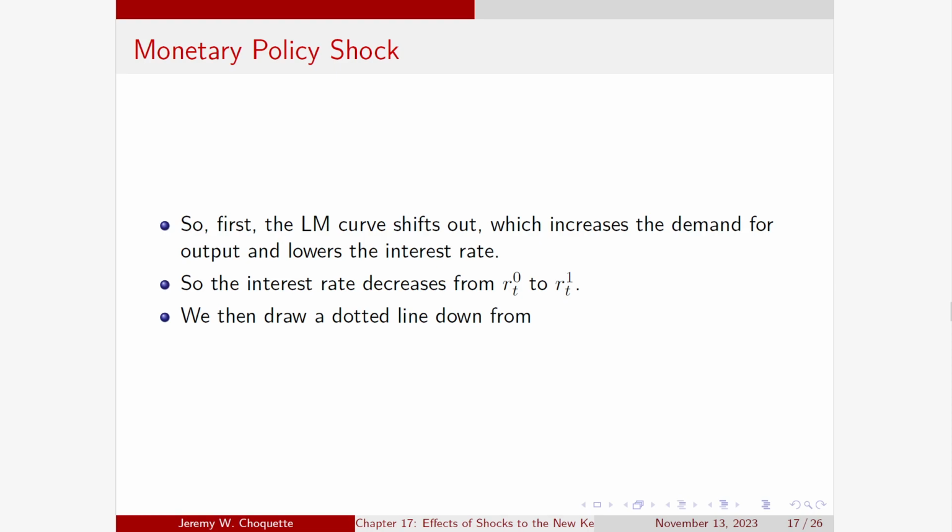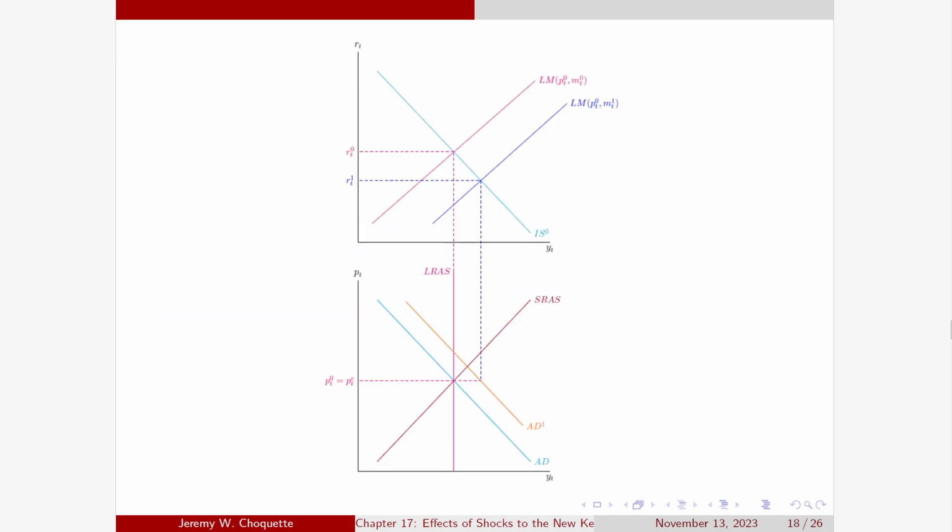So with an increase in the money supply, LM shifts out along that downward sloping IS curve. It's going to increase the demand for output, and it's going to lower the interest rate. The interest rate is going to fall from the initial interest rate, R0, down to R1. Then we're just going to draw a dotted line down, similar to how we did in the IS shock. So instead of the IS curve moving this time, we have movement in the LM curve first. The LM curve shifts out, going from the pink over to the blue. The real interest rate falls.